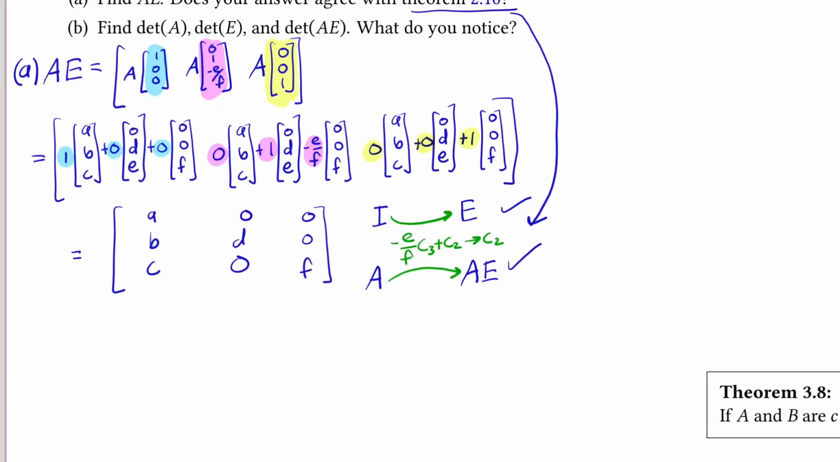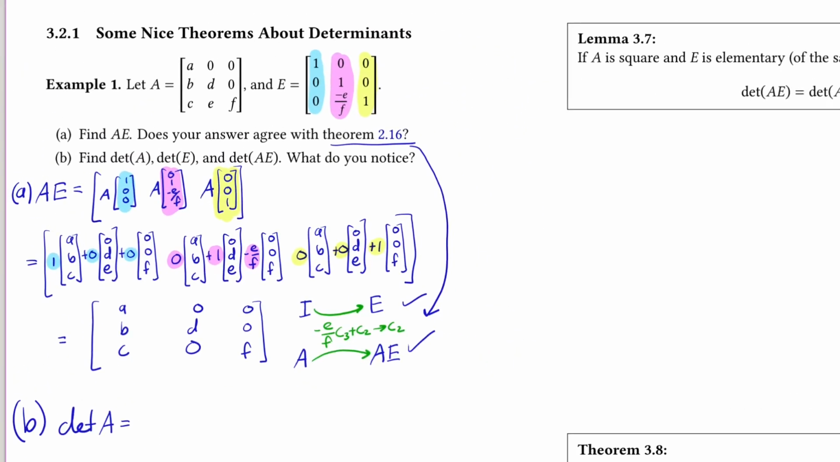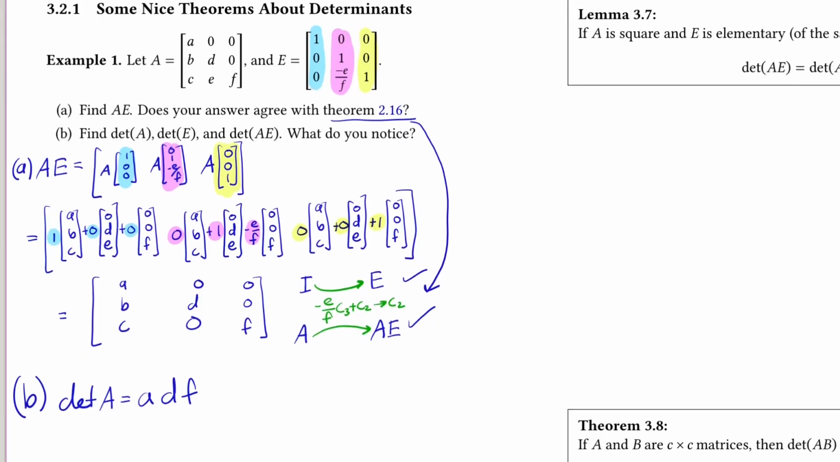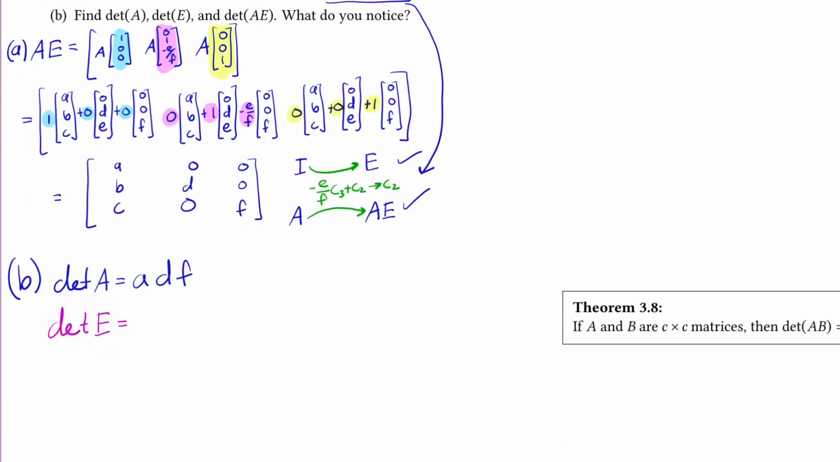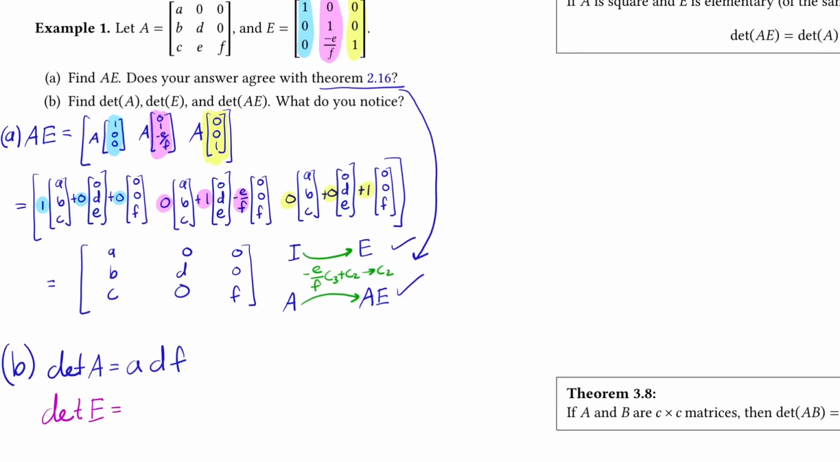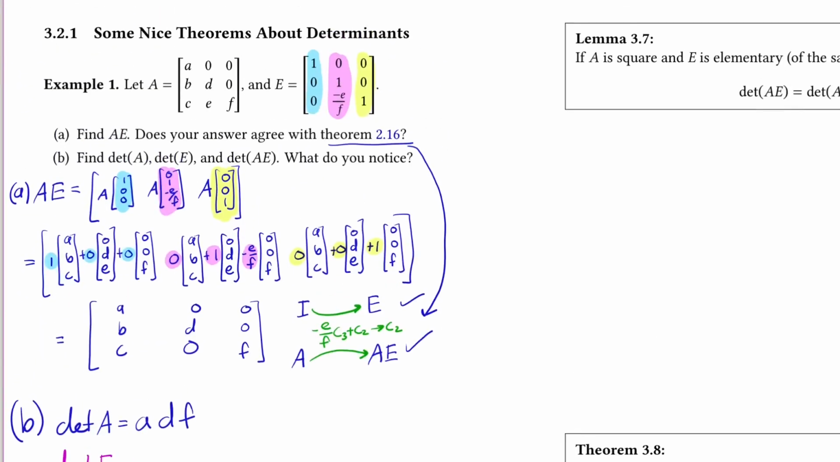Okay, let's get the determinants of all of these things. The determinant of A is a triangular matrix because it has all zeros on one side, so all the non-zero stuff is in the lower triangle, so it's a lower triangular matrix, and the determinant is the product of the diagonal entries A, D, and F. Then the determinant of E is, well, it's also lower triangular, and the product of the entries on the main diagonal is 1.